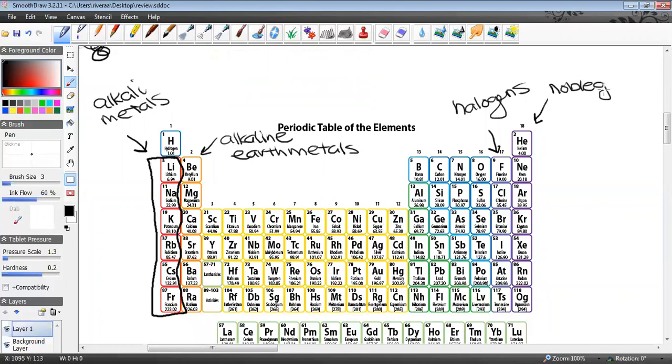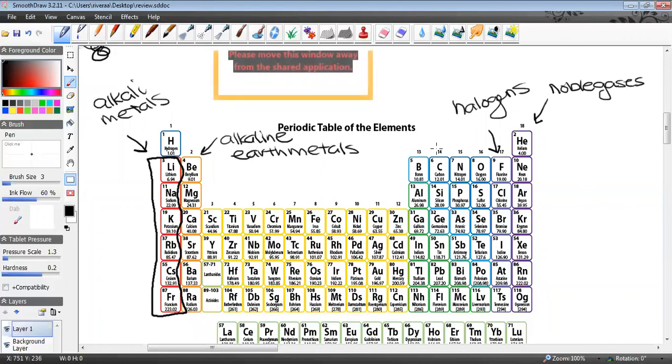And hopefully you guys remember that those are called the noble gases because they are non-reactive. With their 8 valence electrons, they don't need to lose electrons to become stable. They don't need to gain electrons to become stable.